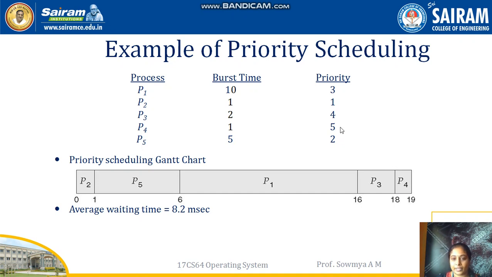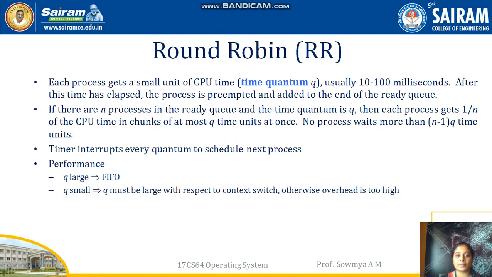Next, fifth priority is for P4. So it has a burst time of 1 second. 18 plus 1, 19 seconds. Then we can calculate the average waiting time as before, what we saw for shortest job first, and the average waiting time for this problem will be 8.2 milliseconds.